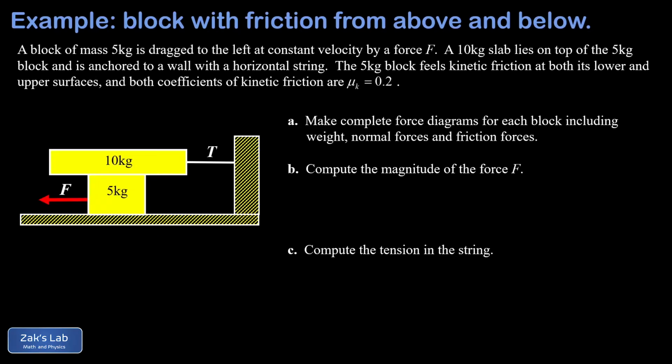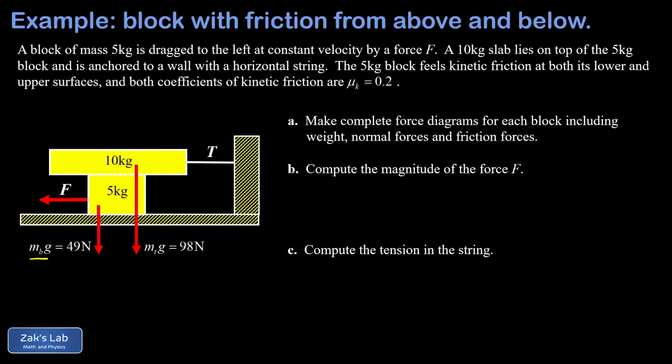So we can pop the weight vectors into the diagram. And here I'm using a subscript of B for the bottom mass, that's the 5 kilogram mass. So when we look at that weight vector, it has a magnitude of m_b times g, that's 5 kilograms times 9.8 meters per second squared, and we get 49 newtons. The slab on top, that's m_t, and 10 kilograms times 9.8 meters per second squared, that's 98 newtons.